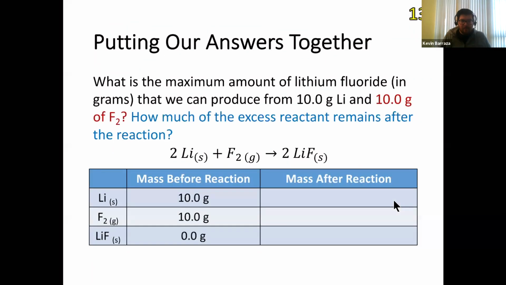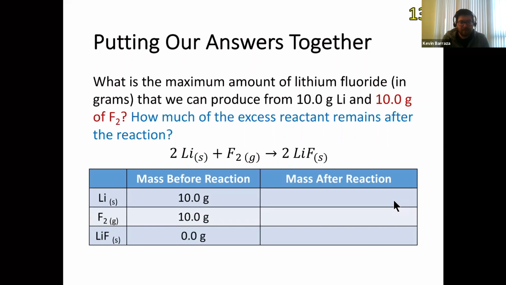Okay. So putting it all together, we can create a table to organize and see how we did, what our answers all together are. The full question is: what is the maximum amount of lithium fluoride in grams that we can produce from 10 grams of lithium and 10 grams of fluorine? How much of the excess reactant remains after the reaction?